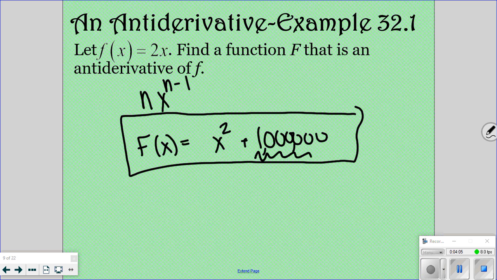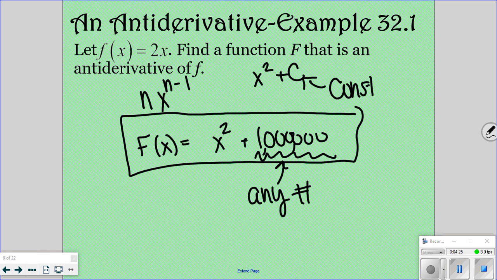This here can be any number. It does not matter. You just have to have x squared and then plus or minus some number. So normally when they're talking about antiderivatives, what they're going to do is write x squared plus c, where c is some constant, to represent that it can be any number. So that's how we normally are going to do antiderivatives.